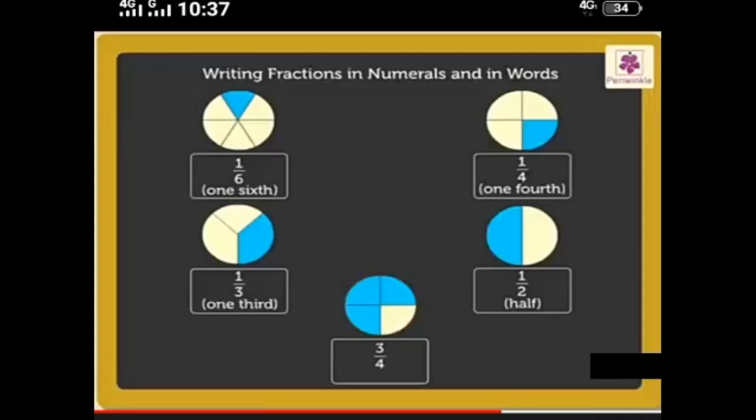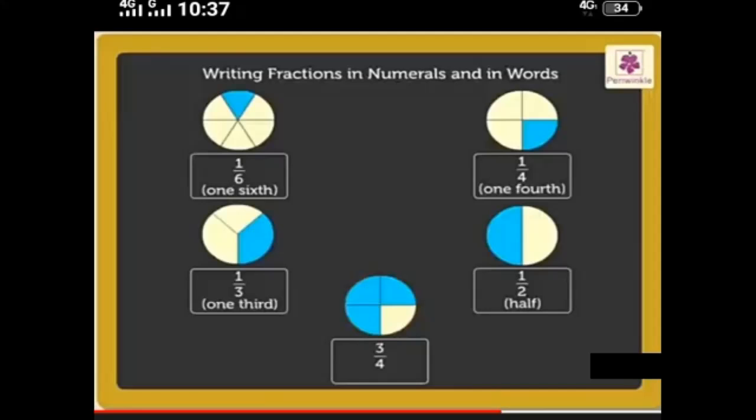Okay, the first circle is divided into 6 equal parts. One portion is colored. What is the fraction? 1 by 6. Telling it in words, how do we say 1/6?